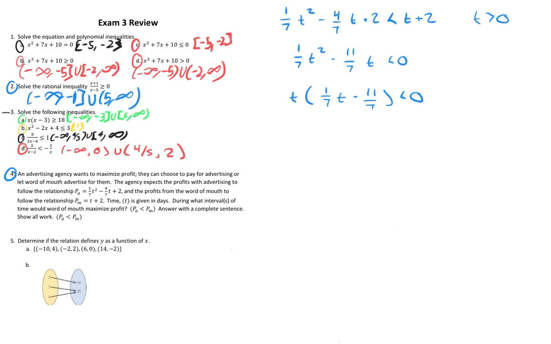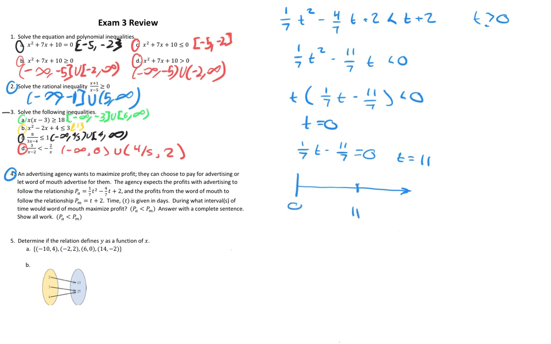So we see here that this will equal 0 whenever T equals 0. I guess it's technically greater than or equal to 0. So we see T equals 0. Then we have 1/7 T minus 11/7 equals 0. We get that T equals 11. So from here we can make our number line. So right here we have 0, and then right here we have 11.